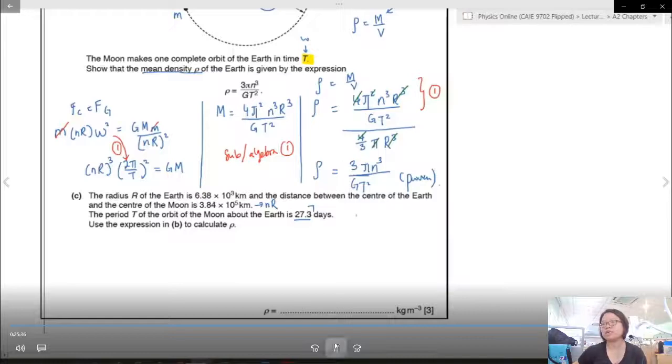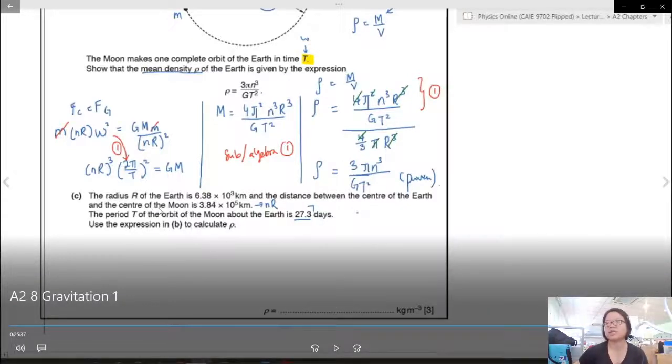The radius of the Earth is given. The distance between the Earth and the center of the Moon, which is nr, is also given. Period t of the orbit of the Moon about the Earth is 27.3 days. So 27.3 days is your period, right? Now you can use this expression to calculate density. Even if you didn't prove or cannot prove it, you can still use the density expression. Do not waste the bonus that they're giving you.